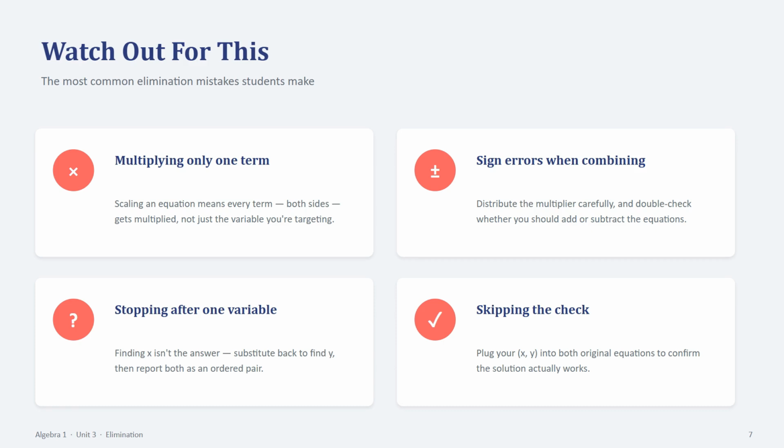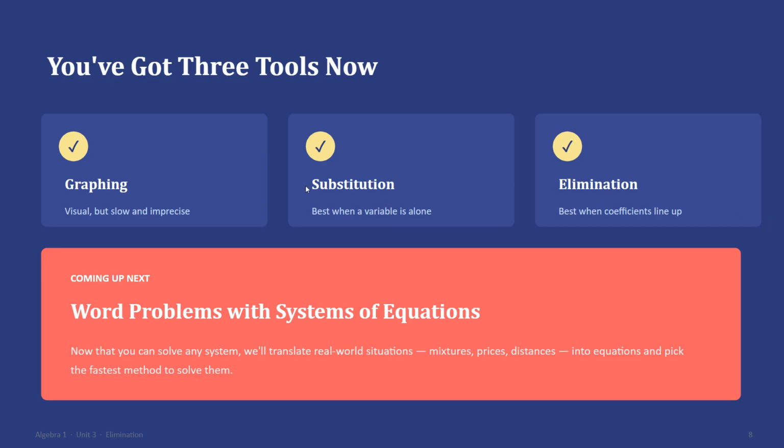And another step is keeping the check. Plug your x, y into both original equations to confirm the solution actually works. You've got these three tools now: graphing, substitution, and elimination. Next, we'll do word problems with systems of equations.